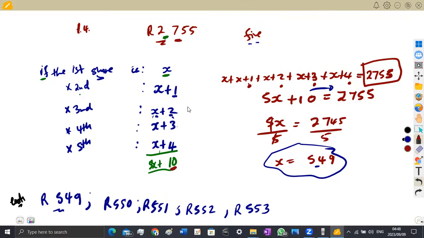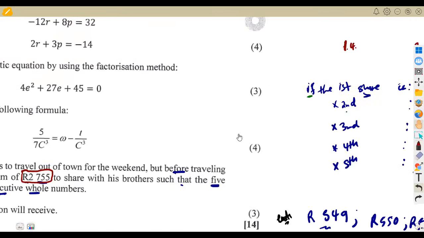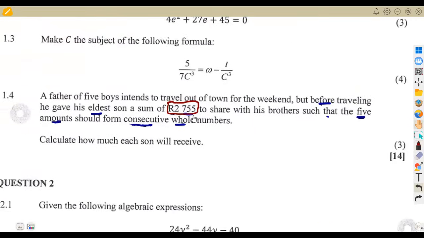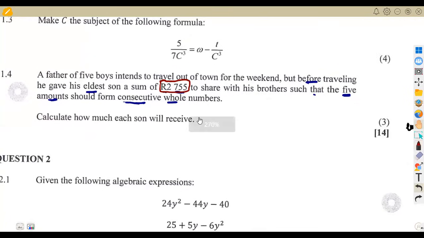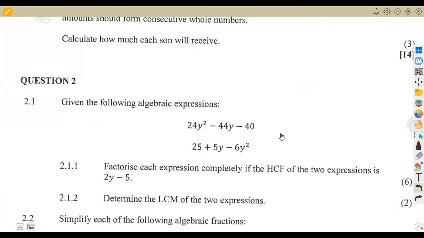So that is how we play around with these word problems. A word problem is something that you just have to analyze from the question that you're given. You are given a condition, analyze from there how it is being given. All right, so that was the first part of our question number one. 14 marks for that. All right, so it was just a matter of playing around and understanding your question.